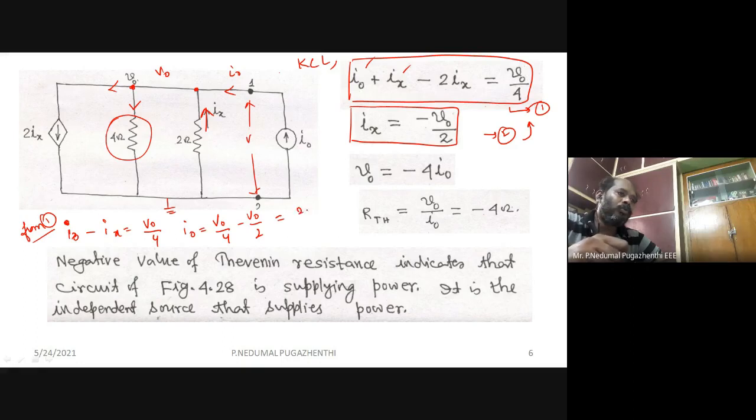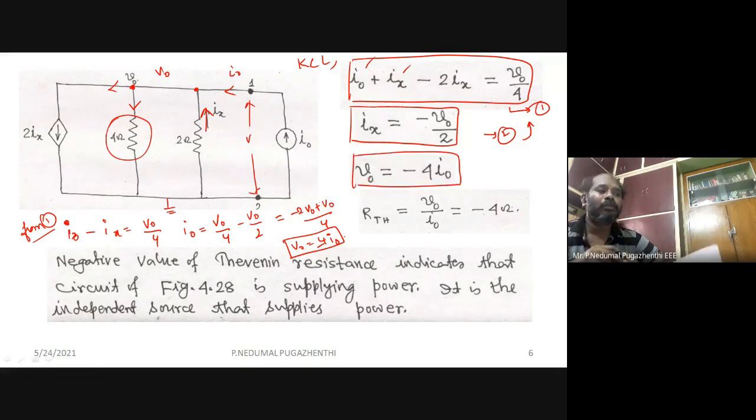So minus 2 V naught plus V naught, divided by 4, which implies that V naught is equal to minus 4 I naught. This is my final result. V naught is equal to minus 4 I naught. So what is the ratio between them? This is going to be minus 4.